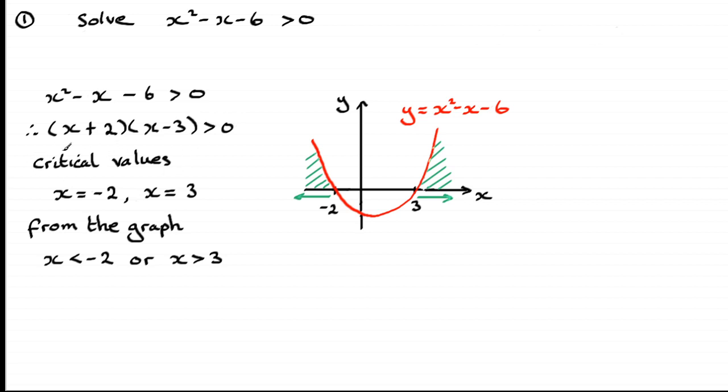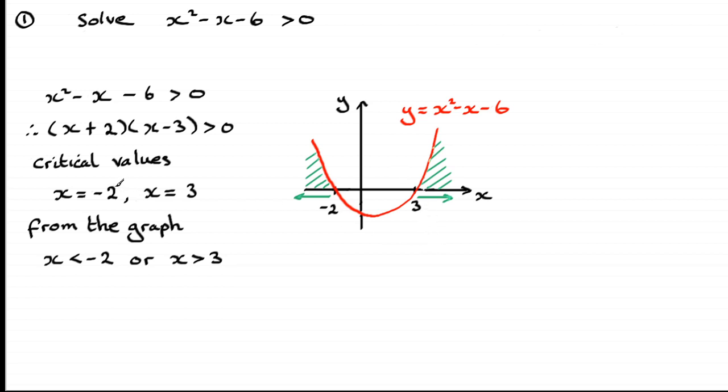Now, I've put down here critical values. These are points where this would equal 0, and you can see I've drawn a sketch graph of y equals x squared minus x minus 6. The significance of these critical values is basically where y is 0, which is where it crosses the x-axis. It's a positive x squared, so all I've done is sketch a U-shape for a positive x squared graph. If it was a negative x squared graph, it would be the other way.